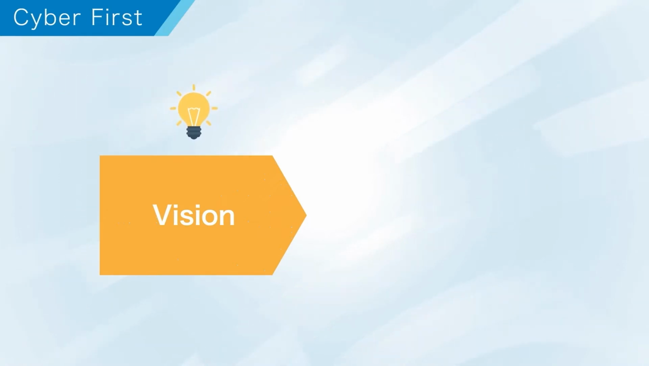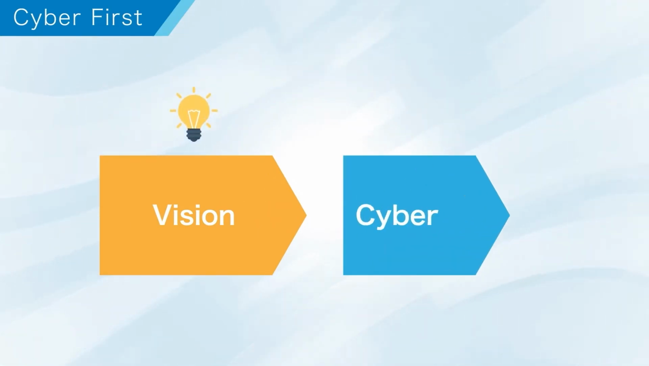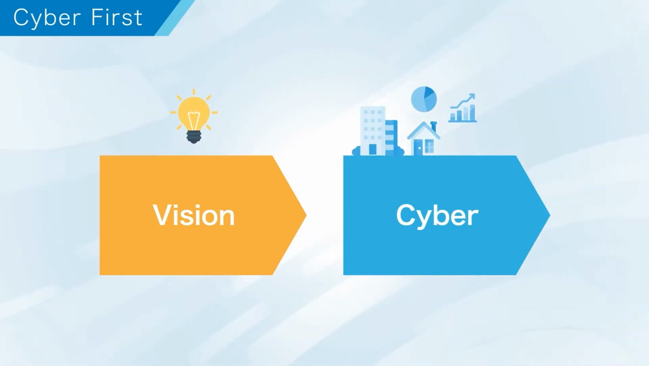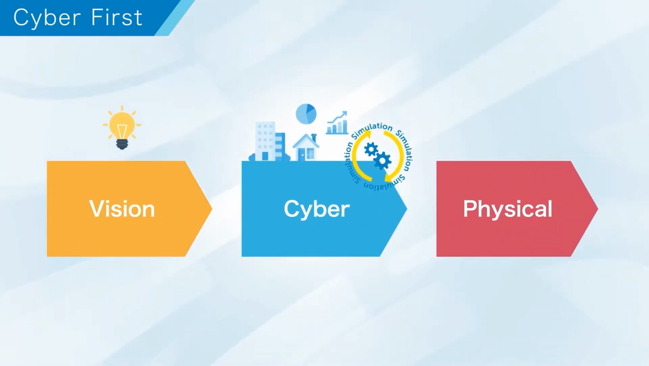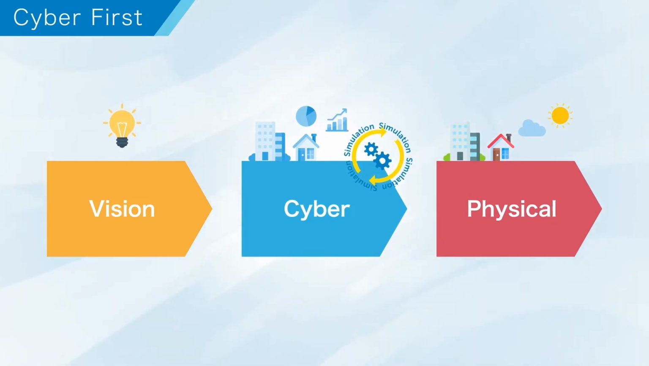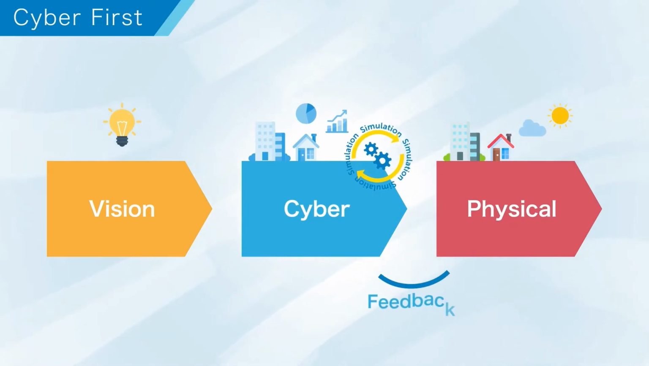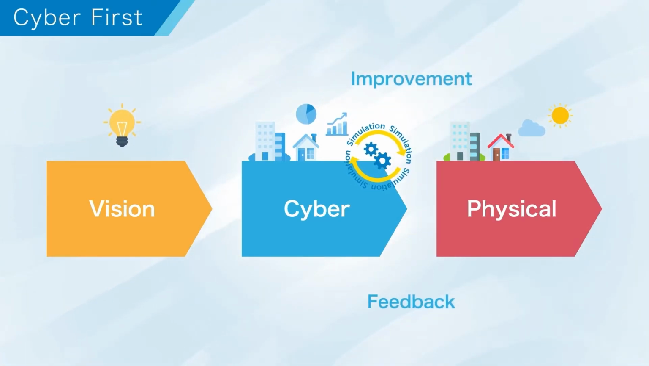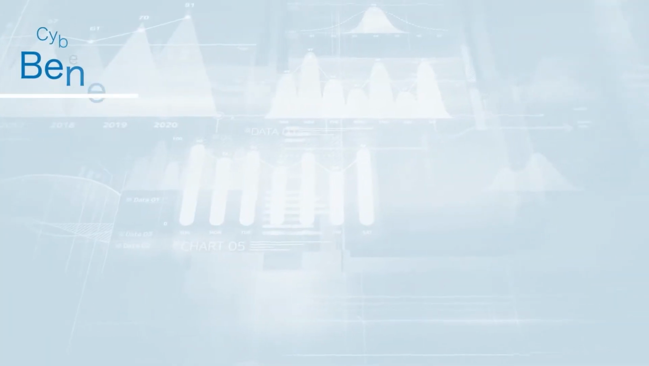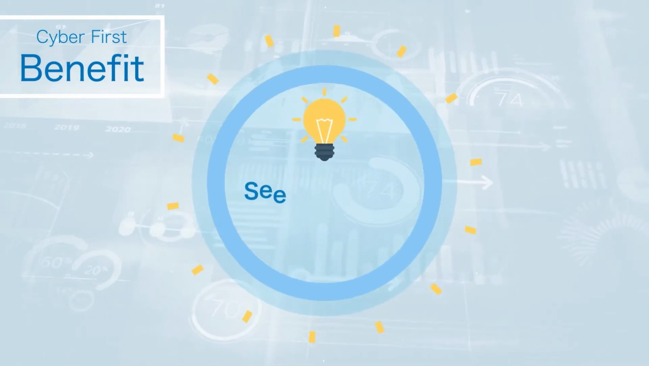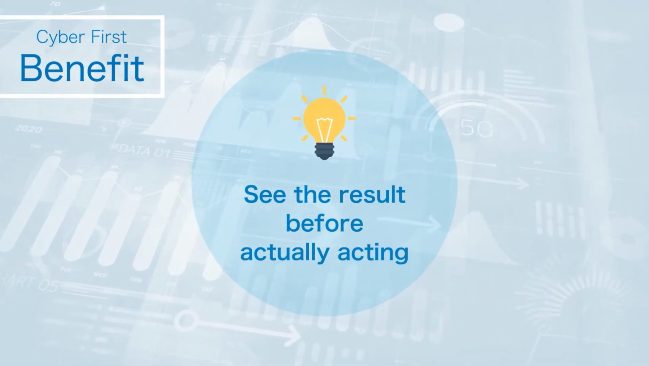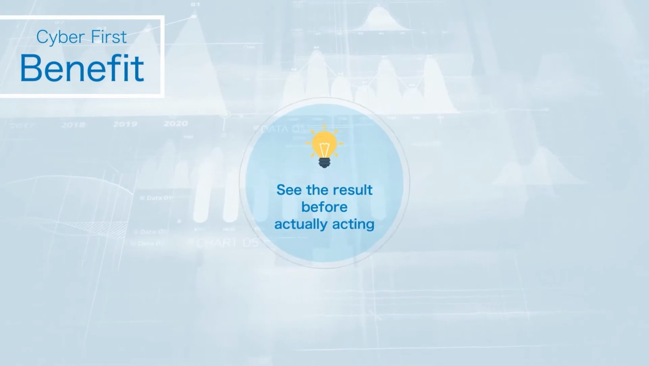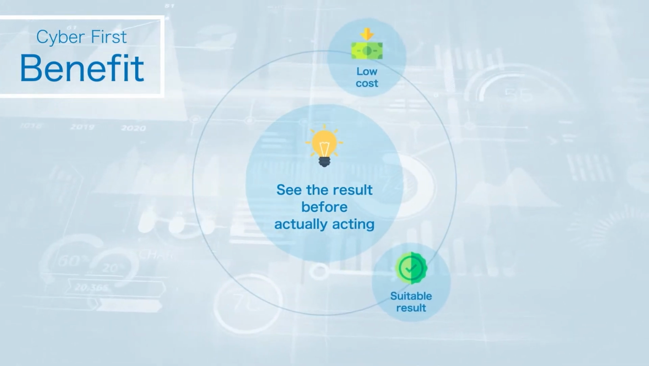Conversely, cyber-first digital twins envision ideas using ideal worldviews and prerequisites. They start by building virtually in cyberspace. We then repeat simulations and finally implement that design structure in physical space. From there, real-time feedback results on actions in physical space make continuous improvement possible at all times. The biggest benefit of Cyber First is being able to see the result before actually acting. You can change conditions multiple times in cyberspace to do trial and error, and find more suitable results at a lower cost in a shorter time.